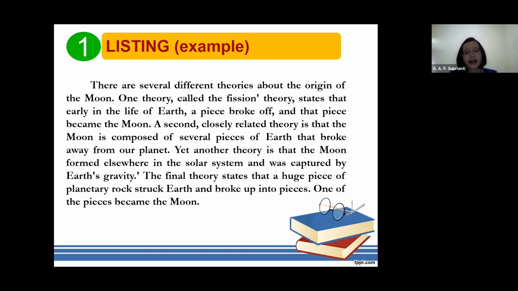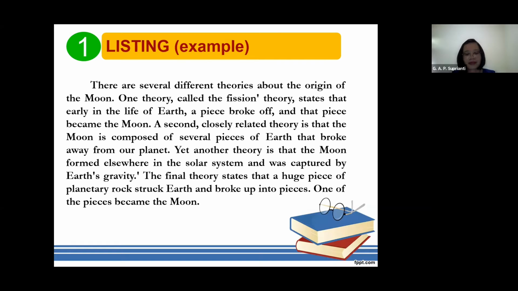So the next theory is that the moon formed elsewhere in the solar system and was captured by Earth's gravity. How many? Already three theories. We have the signal word, yet another theory. And then the next theory, I need to listen to Kintan. Kintan, mention the next theory, please.